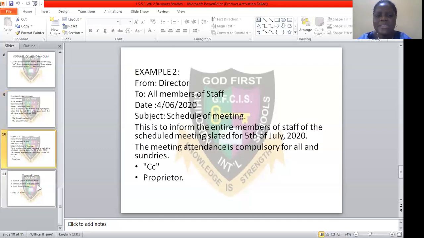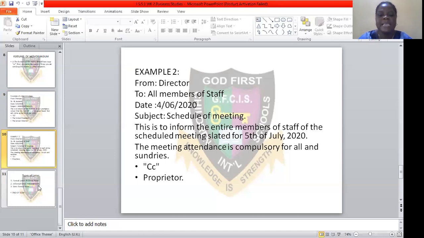Let's look at another example of a memorandum. Another example which comes from the director now to all members of staff. On what date? On 4th of June 2020. What is the memo all about? The subject of it is schedule of meeting.